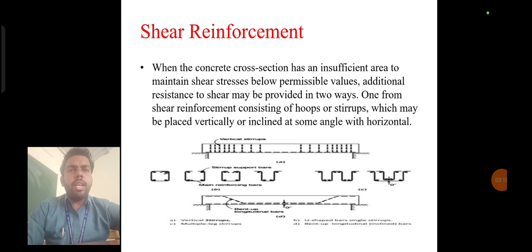Here, when the concrete cross section has insufficient area to maintain shear stresses below permissible values, additional resistance to shear may be provided in two ways. One, from shear reinforcement consisting of hoops and stirrups, which may be placed vertically or inclined at some angle with the horizontal. That angle should be 45 degrees from the horizontal.